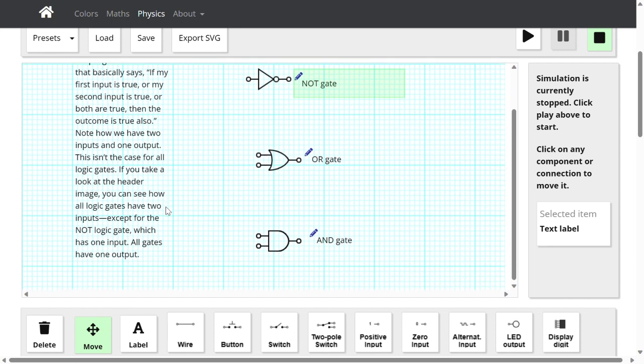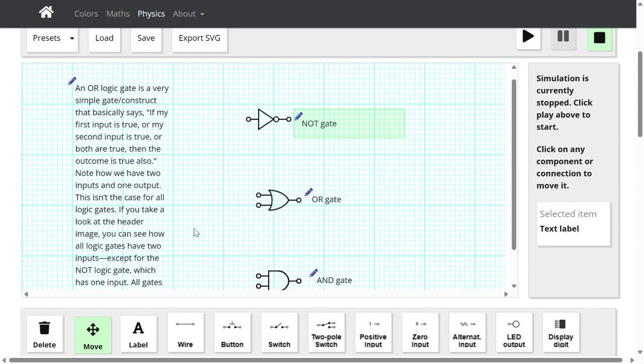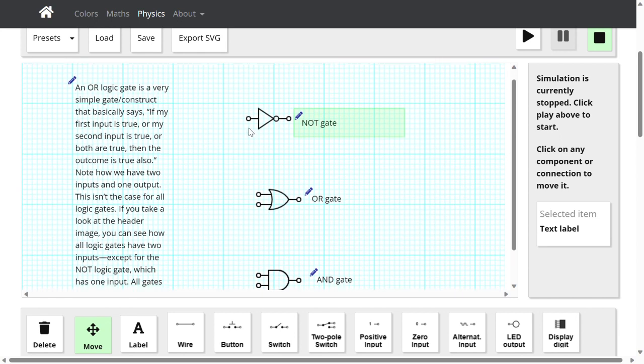Right, so a NOT logic gate, it says, which has one input, all gates have one output. A NOT gate basically is the opposite. So, if you put an input in, let's say you put 12 volts in, you'll get nothing out. And if you take 12 volt off, you get 12 volt out. It's the opposite basically. So if you put voltage in, you don't get any voltage out.